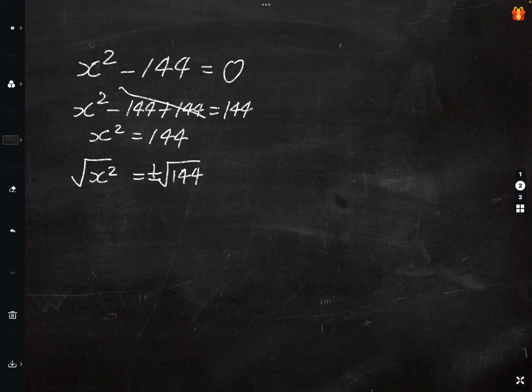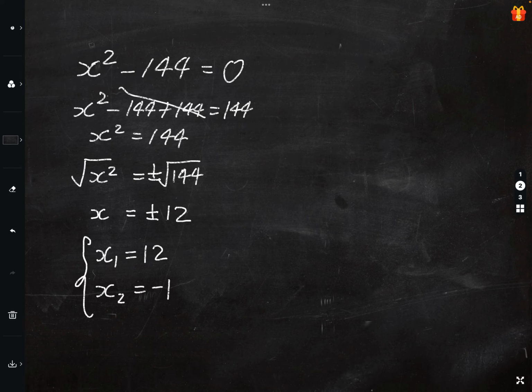And of course, as we proceed, the left hand side becomes x, and the right hand side, square root 144 is 12, so x will equal plus minus 12. Or we can also write x1 equals 12 and x2 equals negative 12. And that is how we will solve our second example.